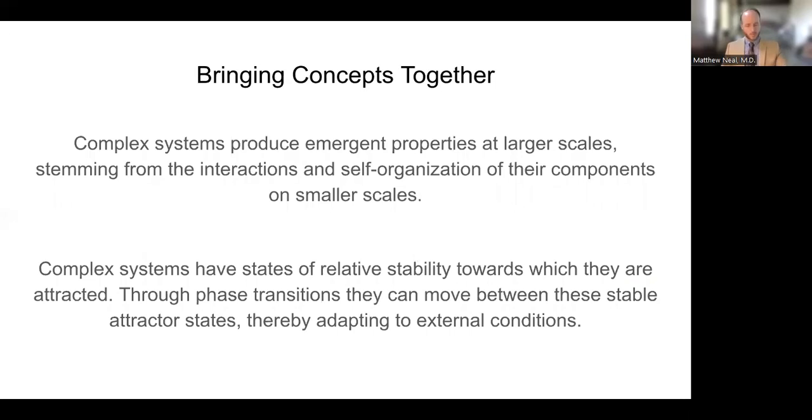All right, so we've covered the big concepts of complex systems, at least for the scope of our discussion here. Let's bring some of them together and try and get the big picture. Complex systems produce emergent properties at larger scales, and that stems from the interaction and self-organization of their components on smaller scales. Complex systems have states of relative stability towards which they're attracted. Through phase transitions, they can move between these stable states and thereby adapt to their environment.